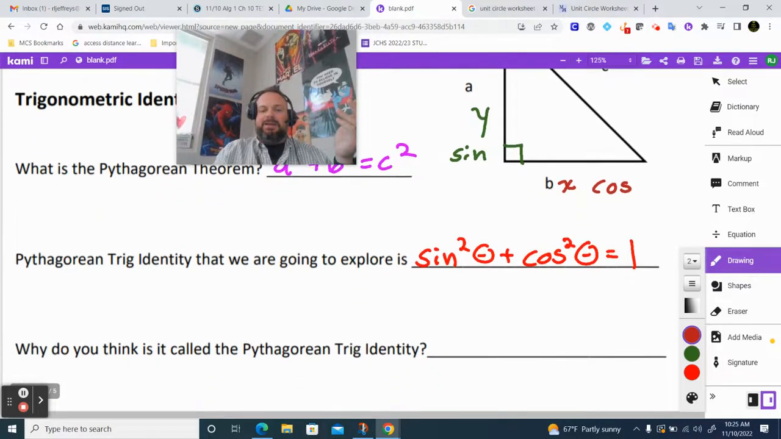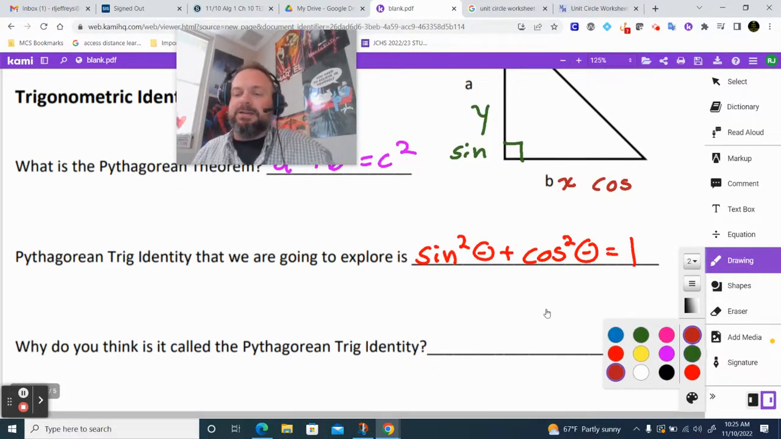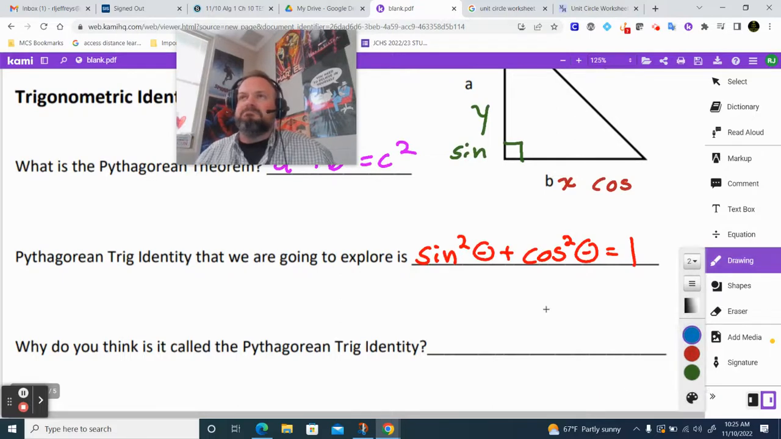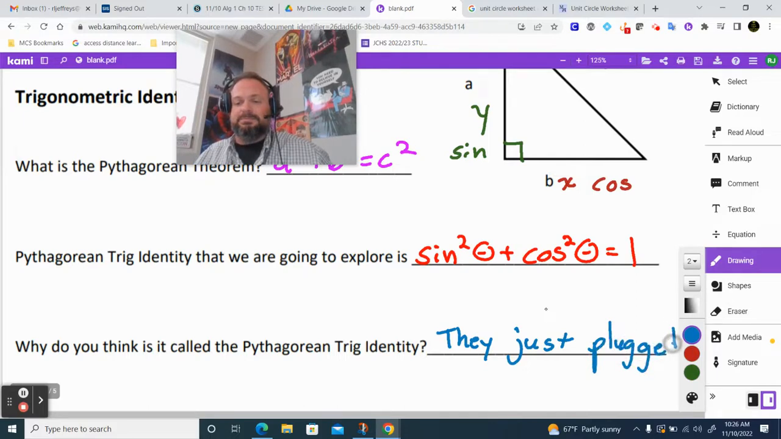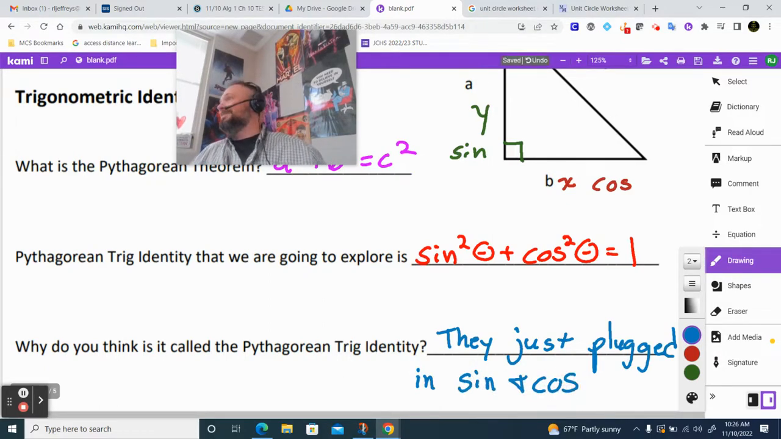Okay. All right. So why do you think it's called the Pythagorean trig identity? So you got to speak louder. Say it again. They literally just plugged in sine and cosine. They plugged in stuff from the unit circle. All right.